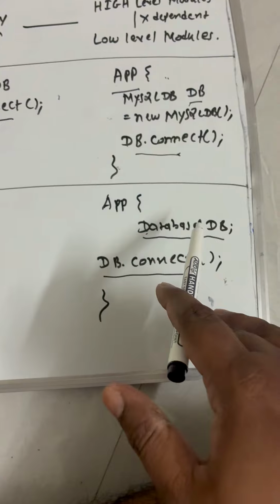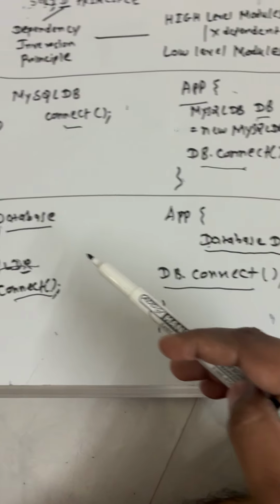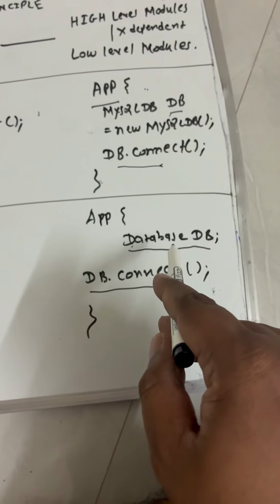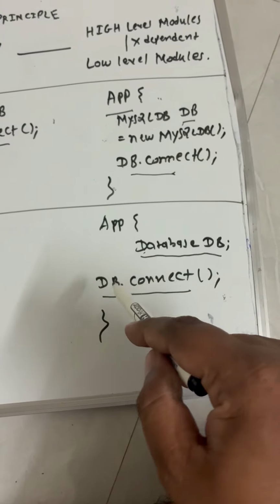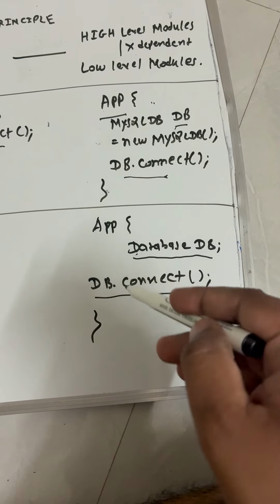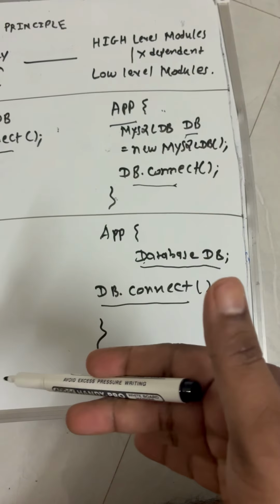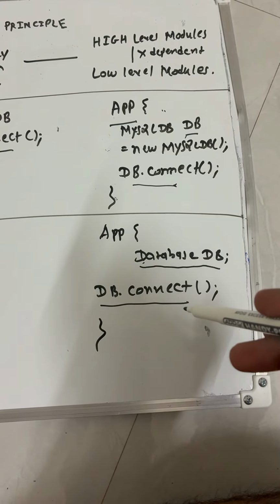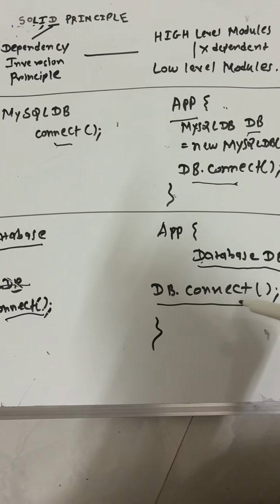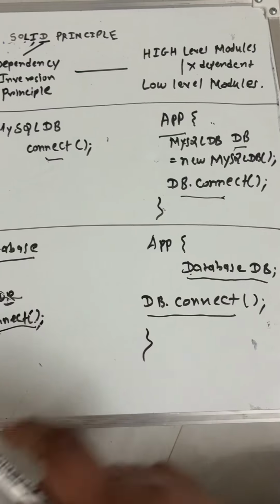So in the app code, instead of defining an instance of a particular class, we will use the interface over here, Database db, and then whenever we call the db.connect method, the corresponding class which is implementing that interface, its corresponding implementation will be called. This way, tomorrow if we change MySQLDB to PostgreSQLDB, there won't be any change required in the application code. That's it for DIP.